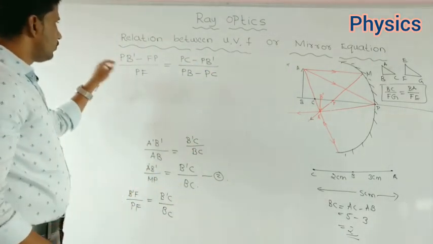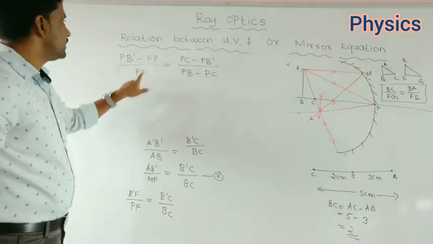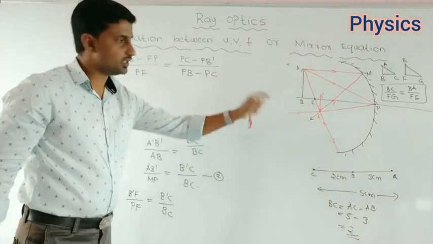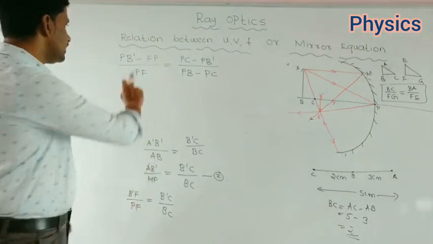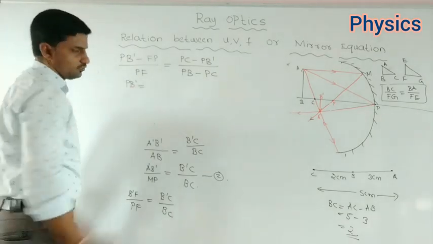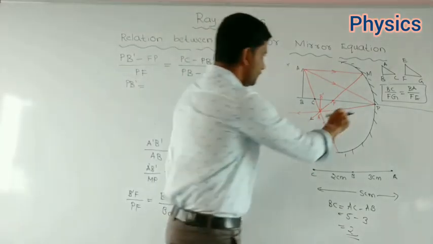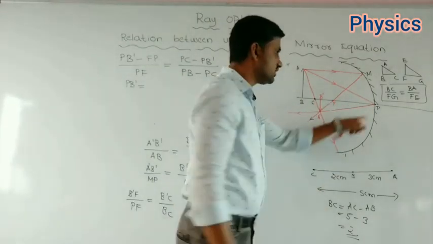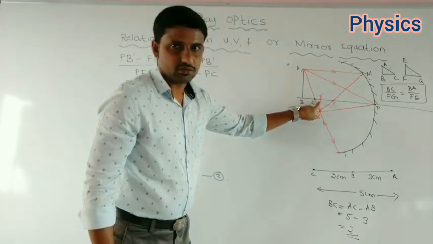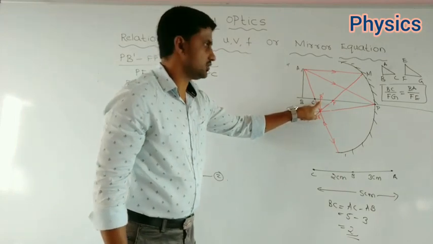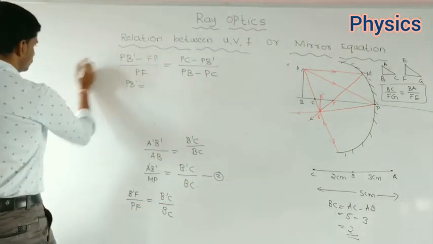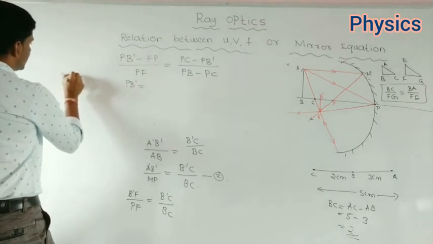Now see here, what do PB dash, FP, PF, PC, PB mean in the diagram? Let us see. First, the meaning of PB dash: PB dash is the distance from the pole to the image. That is called the image distance. And here I am going to use the sign convention rule.